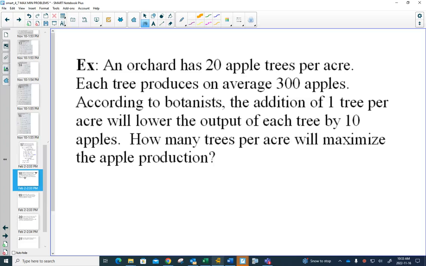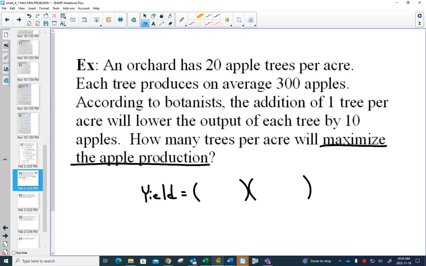So again, we want to find maximum apple production. Sometimes they use the word yield when they're talking about a crop. So we want to have a maximum yield. So we're going to see, how do we write in words an equation for this? So, does it make sense?